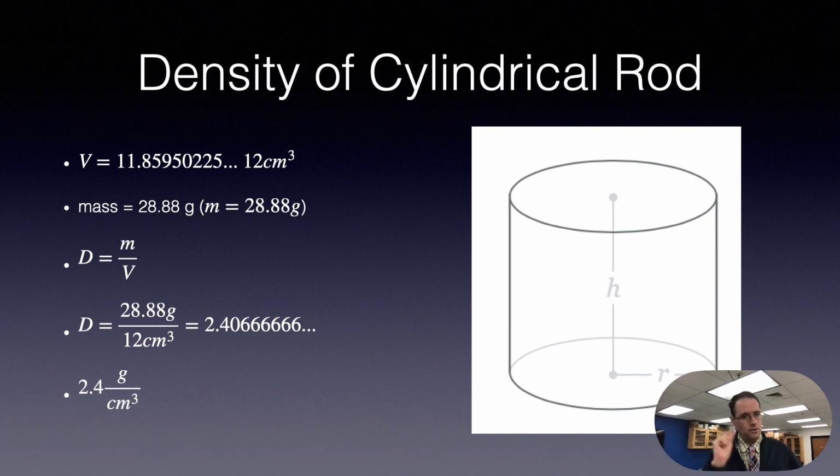The units there don't cancel. Make sure they're in there. Grams per cubic centimeter. And this is a solid, so we use cubic centimeters for the volume unit in the denominator or bottom part of the fraction. Let me show you another video of another density measurement.